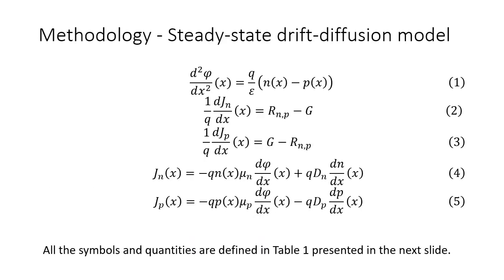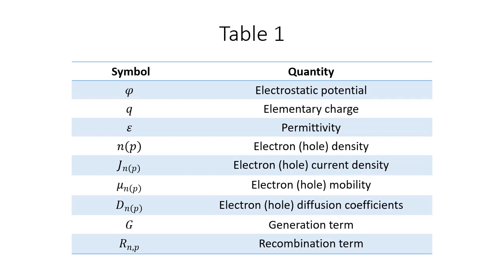We start with the steady-state drift-diffusion model, which consists of Poisson equation 1, continuity equations for electrons and holes 2 and 3, and drift-diffusion expressions for electron and hole current densities, equations 4 and 5. Here are shown the symbols and quantities from the DDM model from the previous slide.